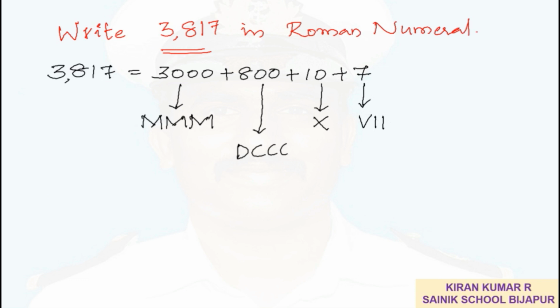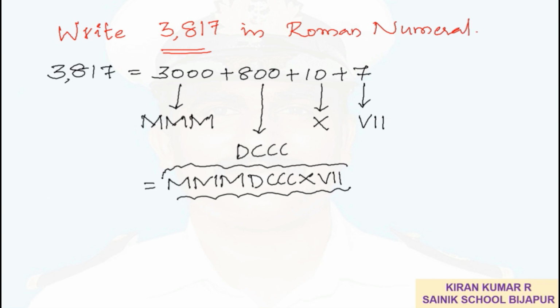Now you have to combine all these symbols to get the Roman number. When you combine, it becomes MMMDCCCXVII. This number is the Roman numeral for expressing 3817. Here we have 3000. What if we have a larger number? If the number is very huge, we make use of this symbol bar. V bar represents 5000.